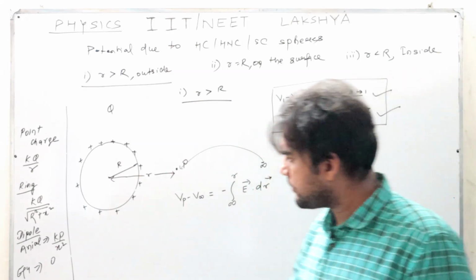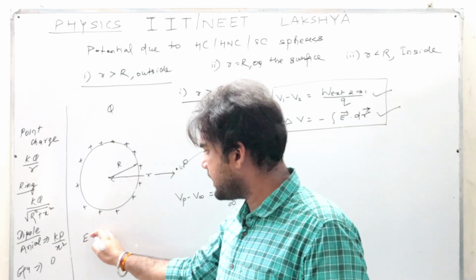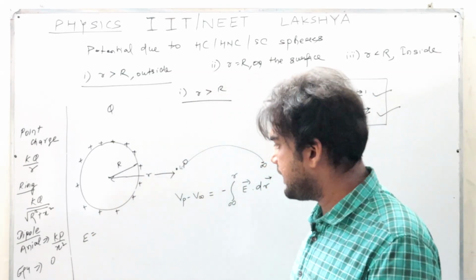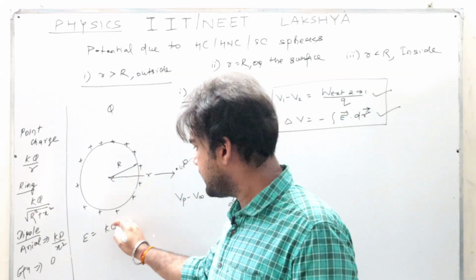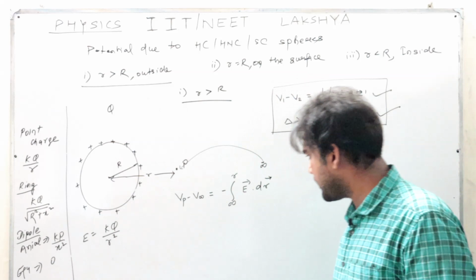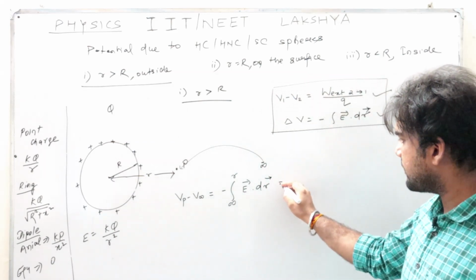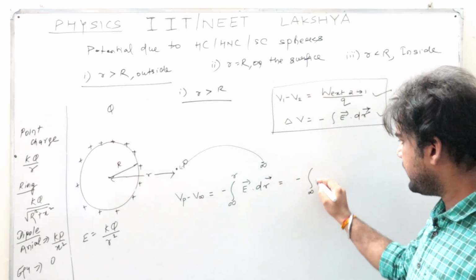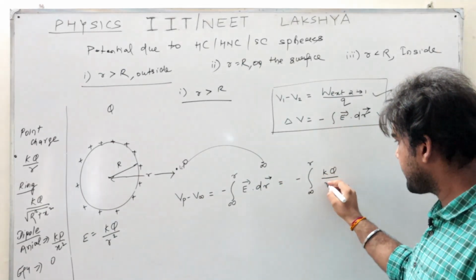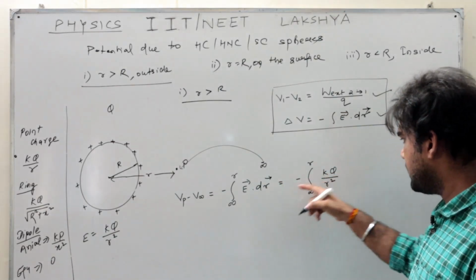Now remember the case of electric field. What is the electric field at a point P outside the sphere? Remember the cases of electric field? It was KQ by R square. So when I substitute, integrating from infinity to R, the electric field is KQ by R square dot dr.